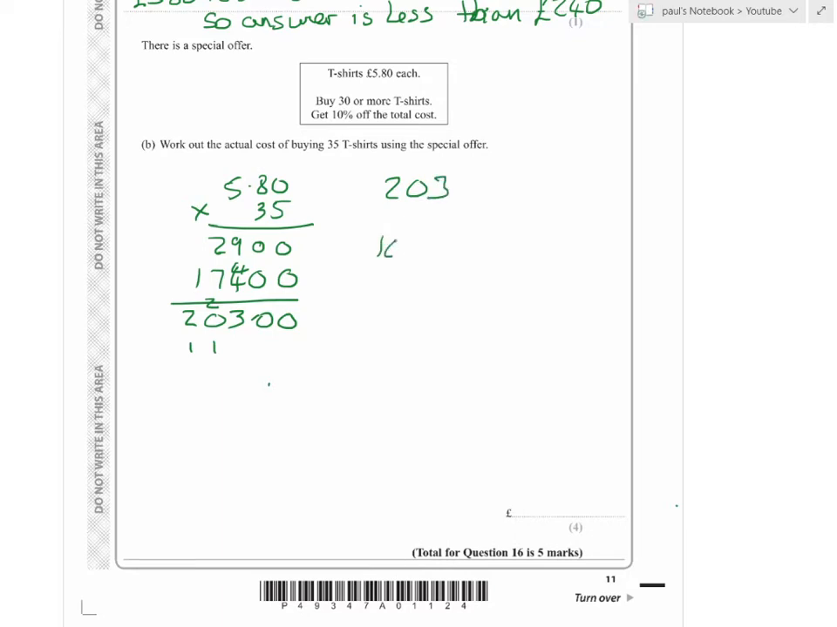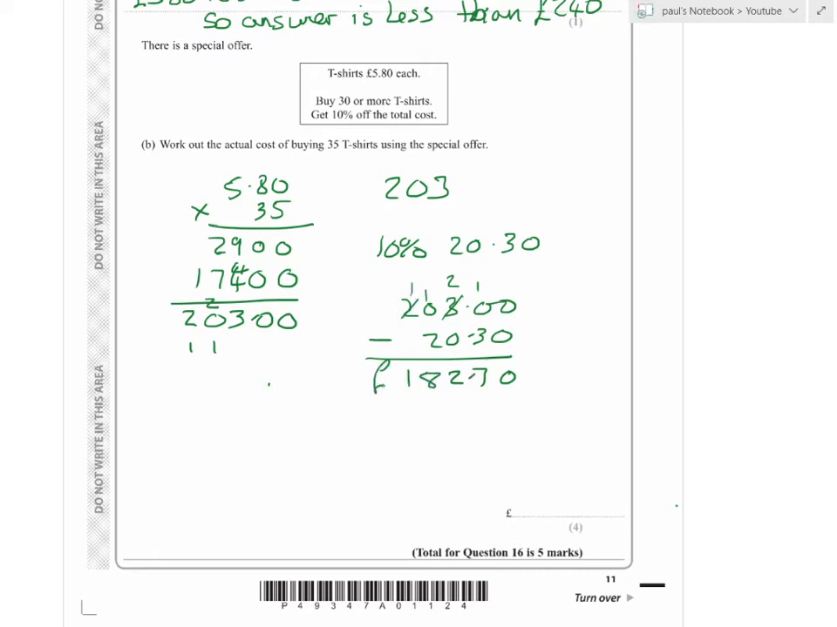We want 10% of that as a discount, which will be £20.30. So 203 minus £20.30 is 182.70. Let's double check on that one.